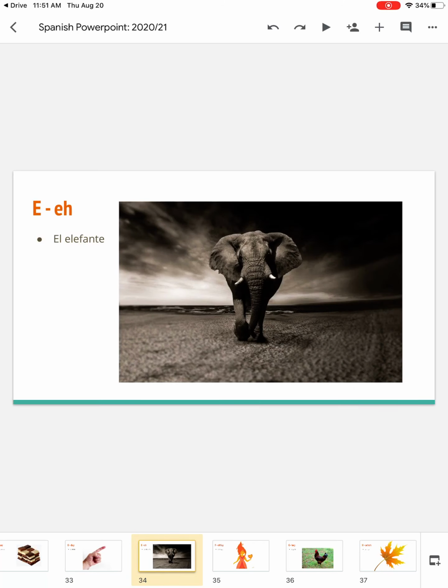Next up, we have the letter E. And an E in Spanish does not sound like it does in English. It actually sounds like our first vowel. So the way you say E in Spanish is E. And our word to use is el elefante. Repeat after me. El elefante.